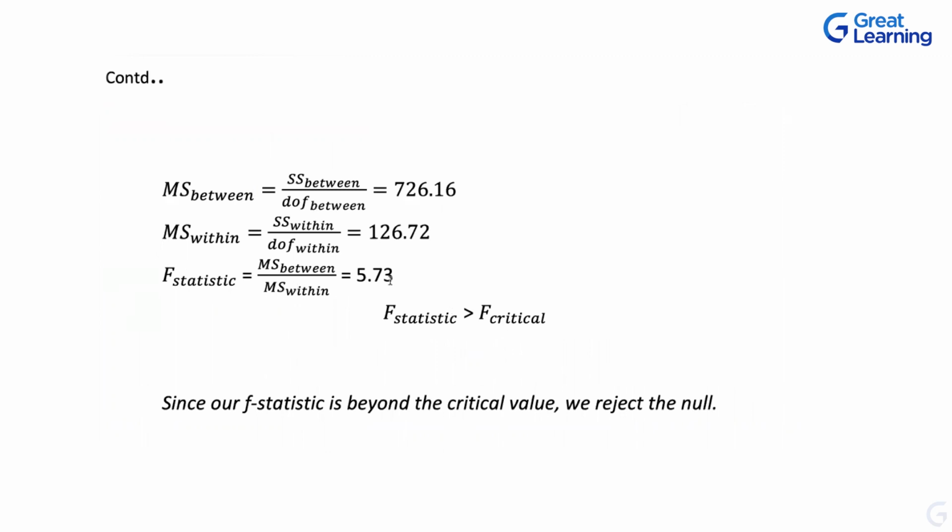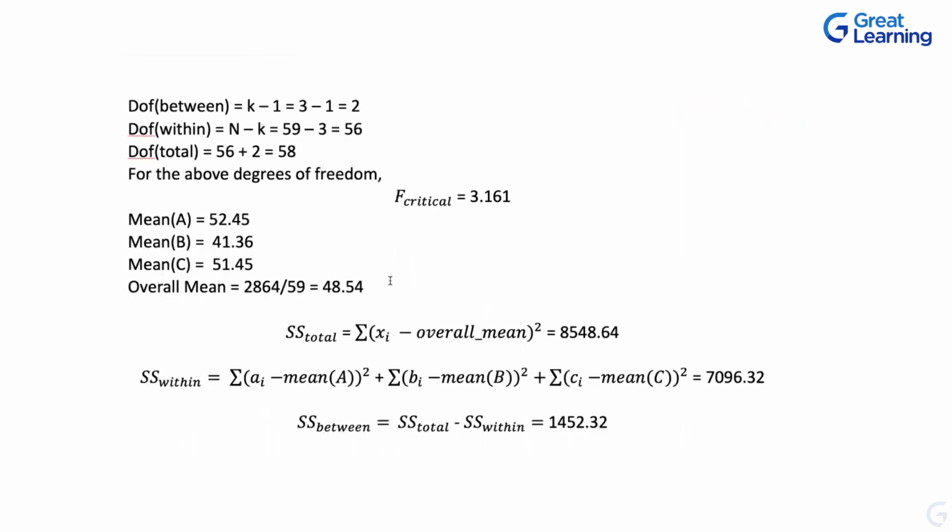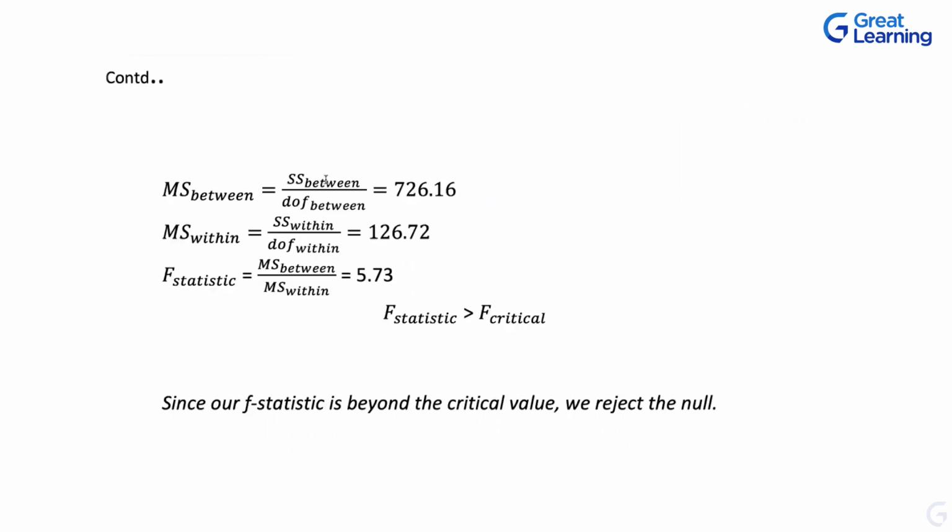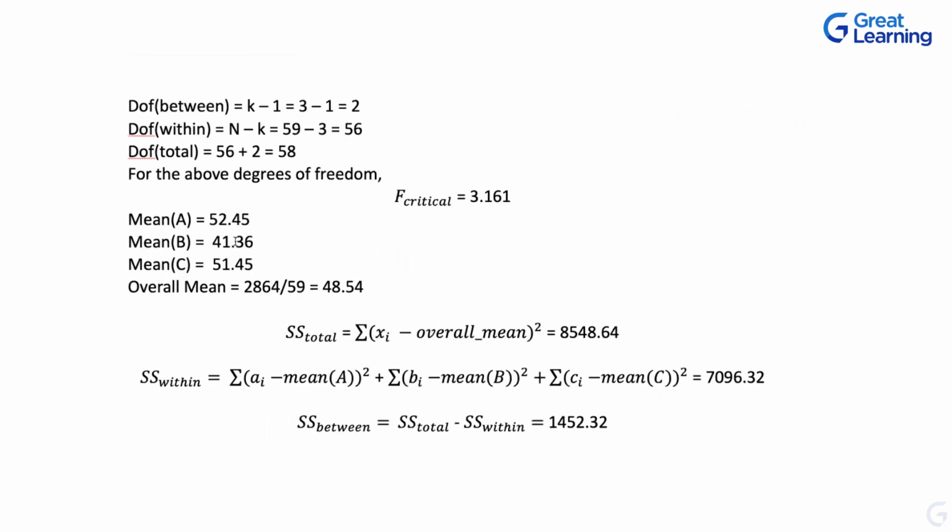Your 5.73 versus what is the value that we got here? The critical value? 3.161. So 5.73 is higher than 3.161. So it is significant, and we reject the null hypothesis. And even by visual observation, we saw that this is very different from this particular one.